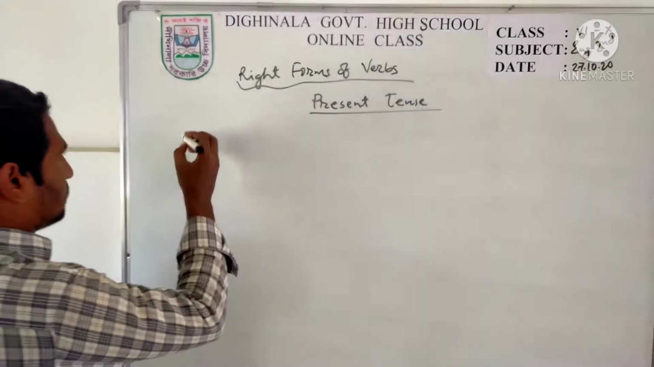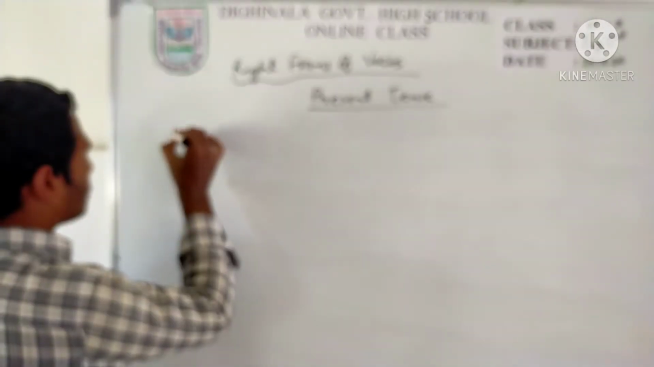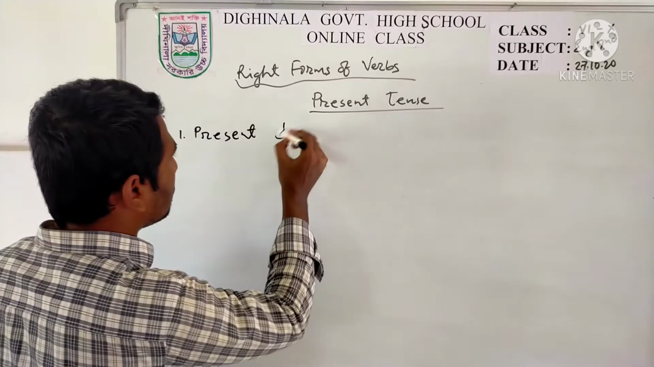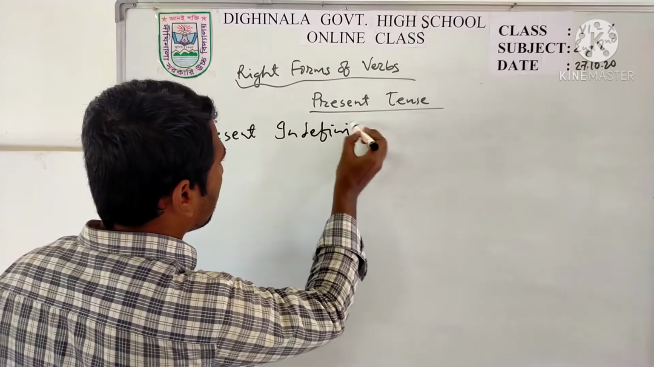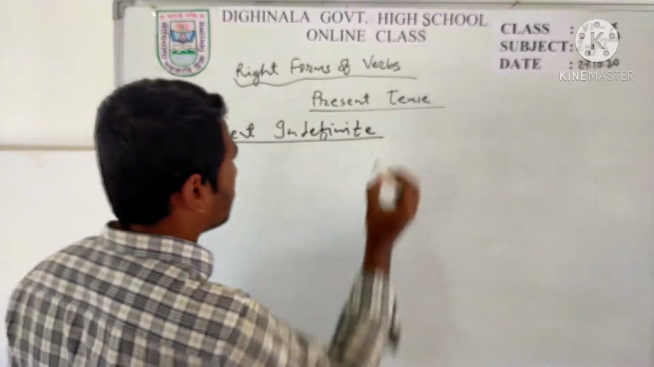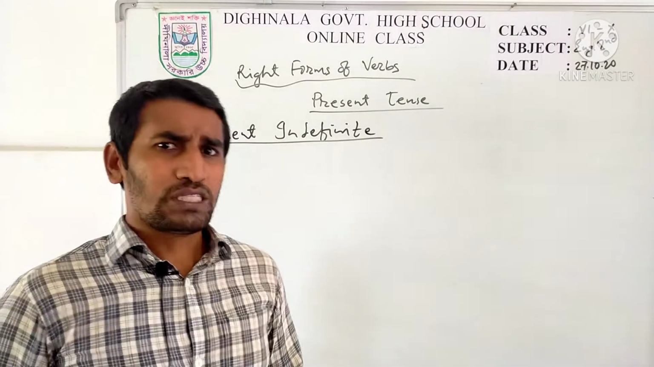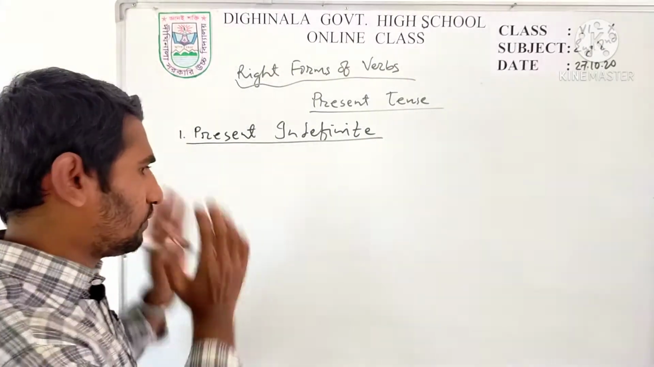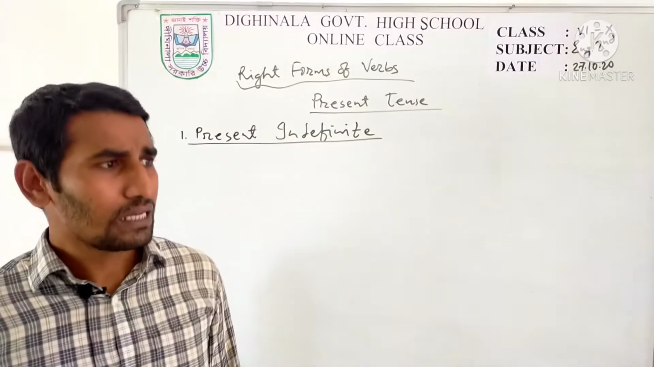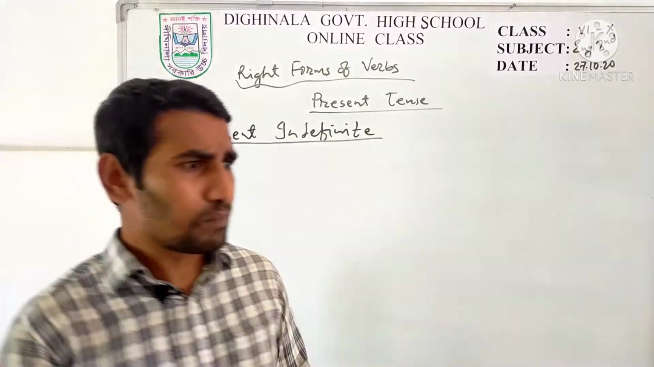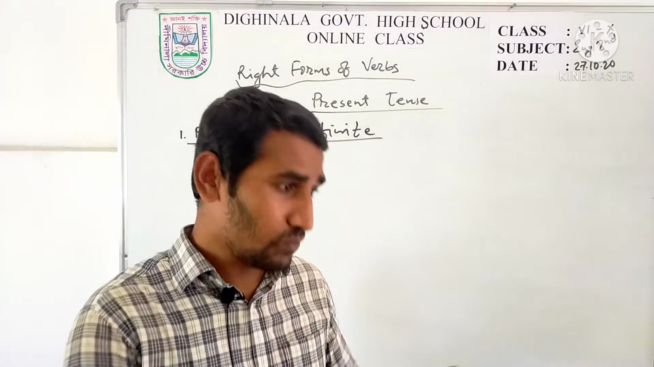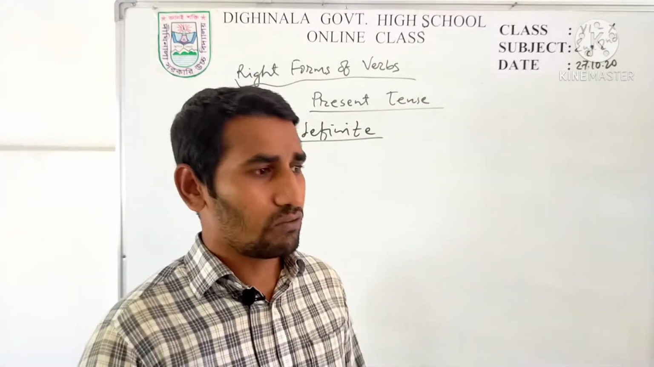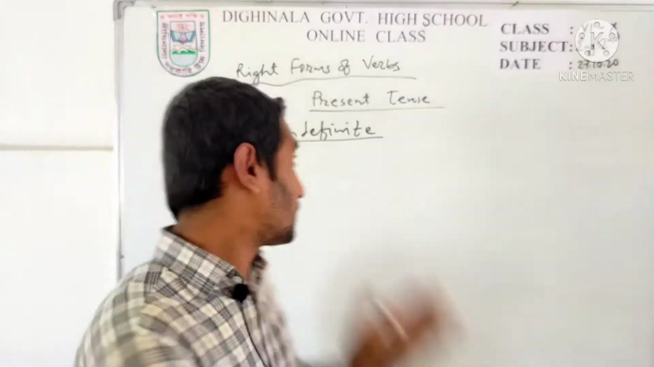So first one I can tell you is present indefinite. Actually, we know what is present indefinite, but today I will show you the uses of present indefinite tense. So before that, I am telling you, present indefinite is what? It is a simple present tense. That is, we can use present form here, just to describe the things that we follow daily in our day-to-day life. That is present indefinite tense.